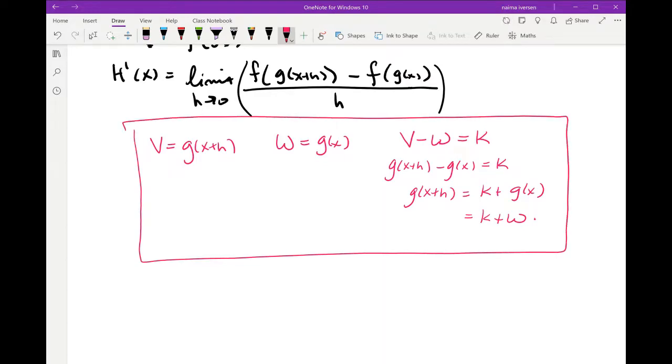In addition to this, one more thing. As little h goes to 0, think of little h going to 0 right here. Okay, so we want to think about this thing.